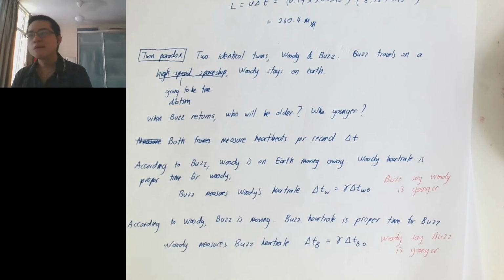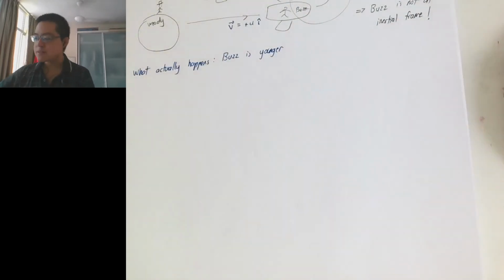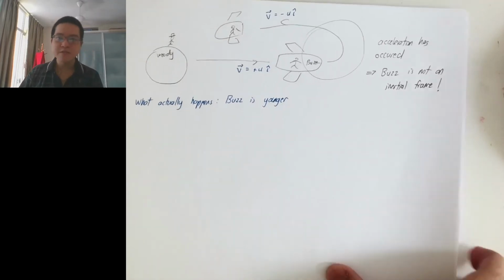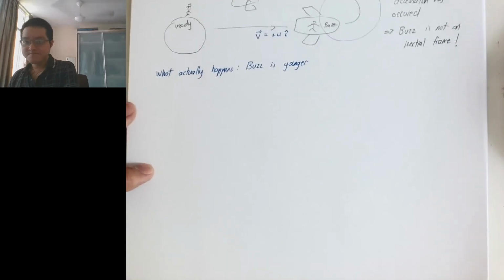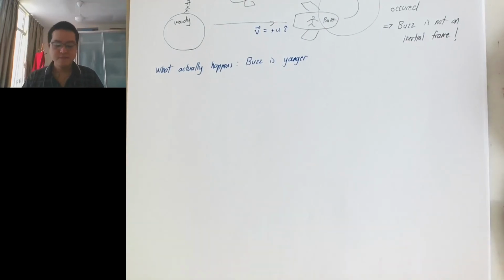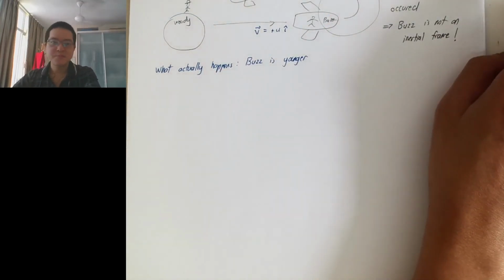The way to handle accelerating frames is that we need to use the methods of general relativity, which is a bit more difficult, so we shouldn't do it here. So that's the boring answer, I guess.